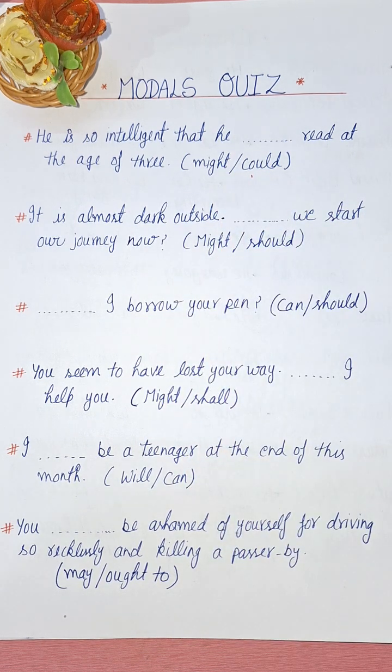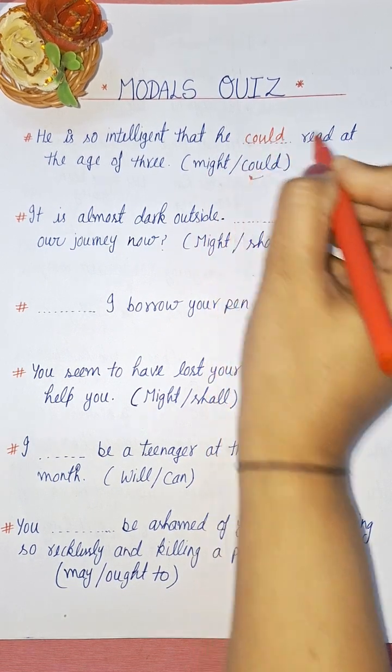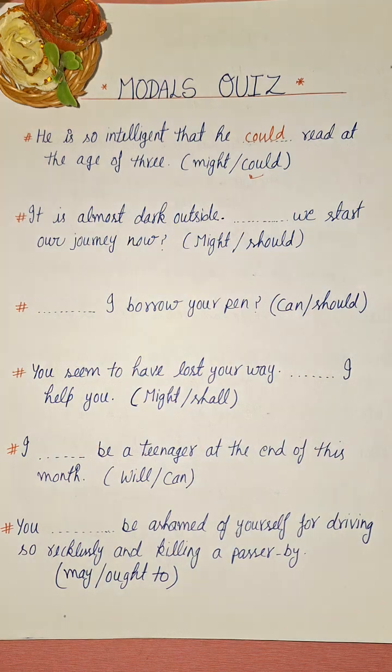Wo 3 saal ki age mein pad sakta tha. So that's what could is the right here. Right option here. Could. He could read at the age of 3. 3 saal ki age mein wo pad liya karta tha.